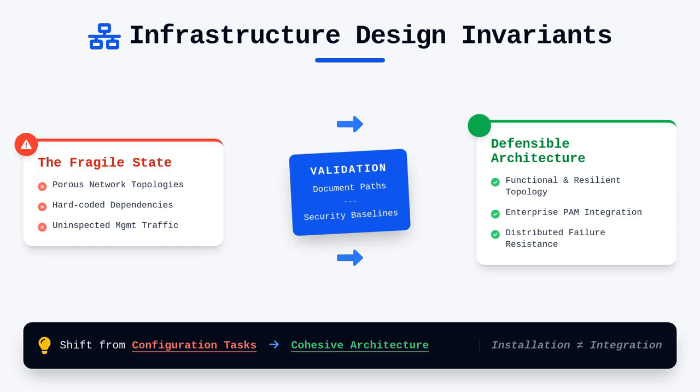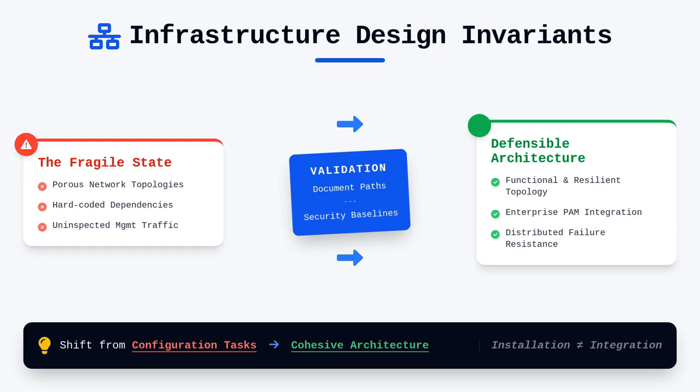Think of these design decisions as establishing a set of invariants for your infrastructure. If your network topology is fundamentally porous or poorly defined, no amount of policy hardening within the vault will prevent someone from questioning why management traffic is allowed to traverse segments without inspection.